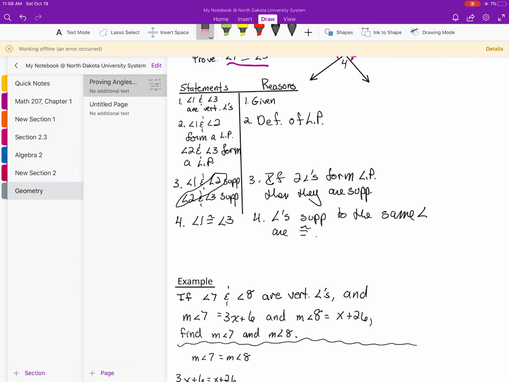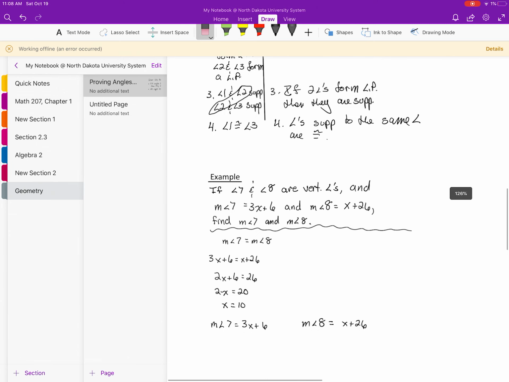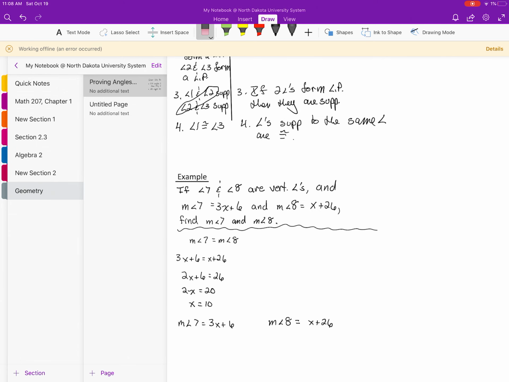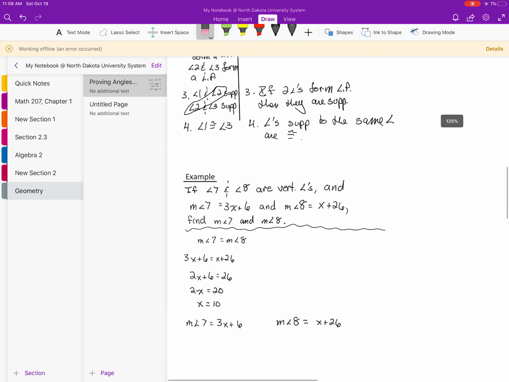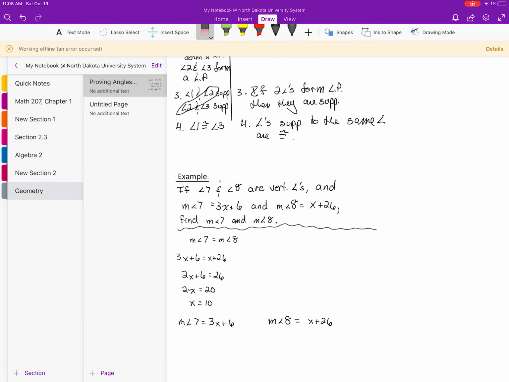And the nice thing about the vertical angle theorem is that it's easy to remember. It's the one thing everybody seems to get. The hard part of using the vertical angles theorem is sometimes telling from a drawing which angles are actually vertical. And we're going to do an example like that in a second. But right now, let's use the vertical angles theorem to do some algebra.